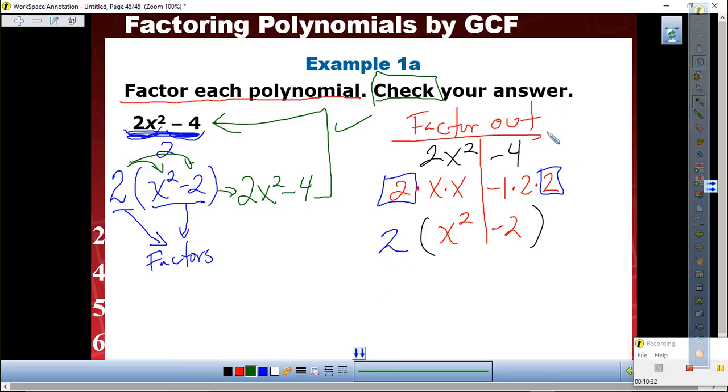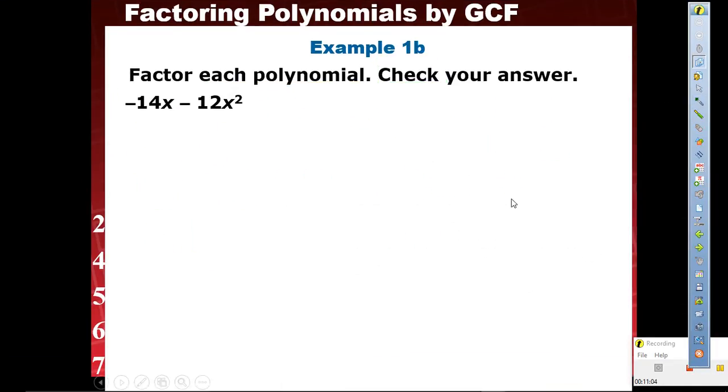How we doing? Show me fingers so far. Got some 5s, 4s, 3s, okay? Here we go. Copy this one, example 1B. You don't have to copy the instructions, just copy the polynomial. Example 1B says, factor each polynomial, check your answer. Negative 14x minus 12x squared. Negative 14x minus 12x squared. So let's do this one together.